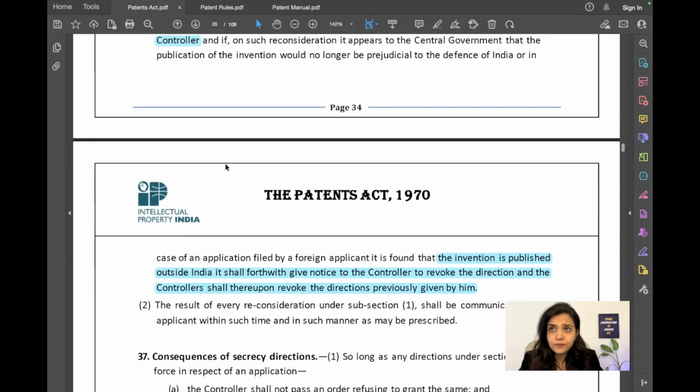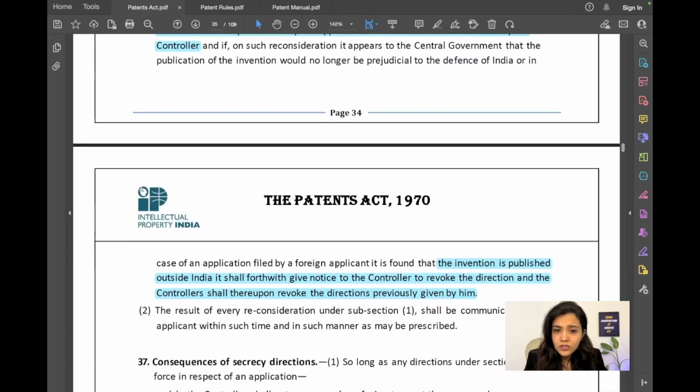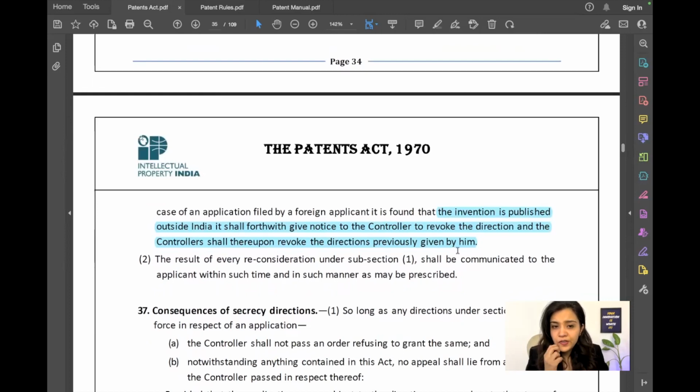Another case is there might be an invention which is already published outside India. Like a foreign national has applied for the invention and it has been published outside India. In that case, what will happen? The controller has to publish the invention or revoke the secrecy direction. Why? Because the application is already published outside India, so there is no point of keeping it confidential in India. Therefore we have this clause that in case of an application filed by a foreign applicant, if it is found that the invention is published outside India, it shall forthwith give notice to the controller to revoke the direction, and the controller shall thereupon revoke the directions previously given by him.